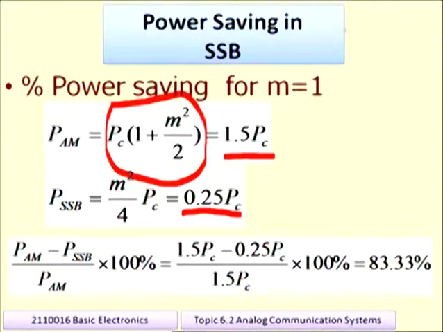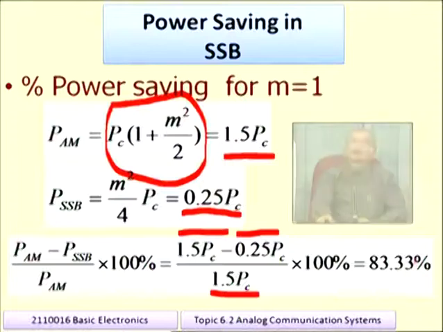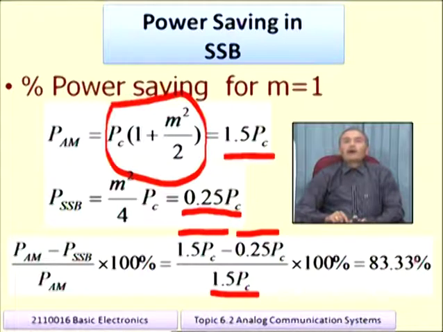So if you put the value here of a transmission power of AM 1.5 Pc, transmitted power requirement of SSB 0.25 Pc divided by 1.5 Pc, if you calculate this, it comes out to be 83.33 percent power saving. So there is a huge power saving if you are using SSB transmission. Then the question may occur in the mind of the student, then why are we not using SSB at all?